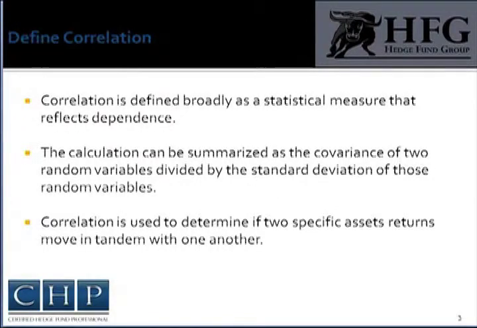Correlation is defined broadly as a statistical measure that reflects dependence. Most analysts focus on the correlation coefficient, which is the measure of the relationship of one variable to another. The calculation can be summarized as the covariance of two random variables divided by the standard deviation of those random variables. Correlation is used to determine if two specific assets' returns move in tandem with one another.